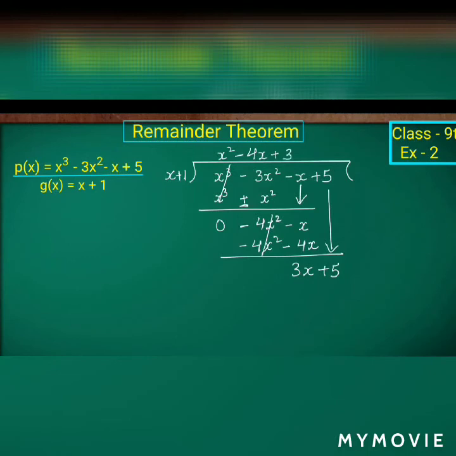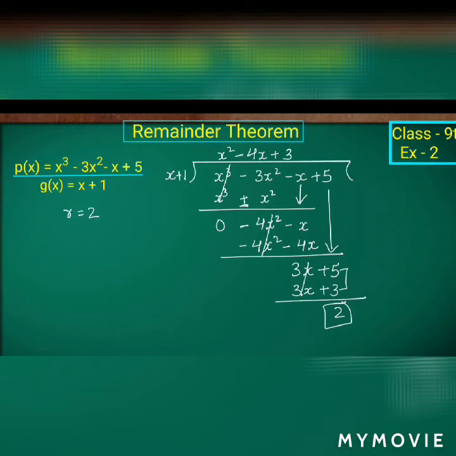So to get 3x here, what do I have to multiply with x? That is 3. 3 into x is 3x, plus 3 into 1 is 3, isn't it? So plus 3s and minus 3s will get cancelled. So 5 minus 3 gives the remainder 2. So we are done with the long division method. In this case, we have got the remainder equal to 2.